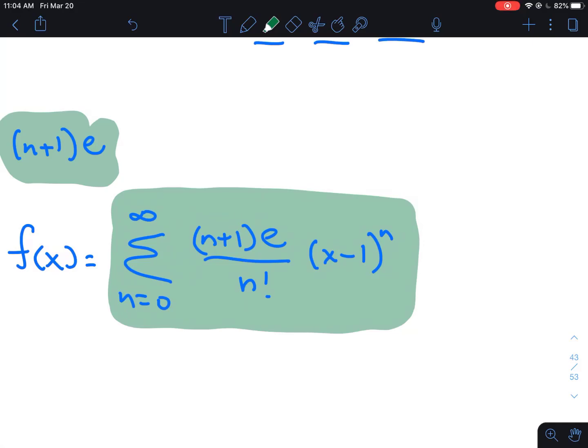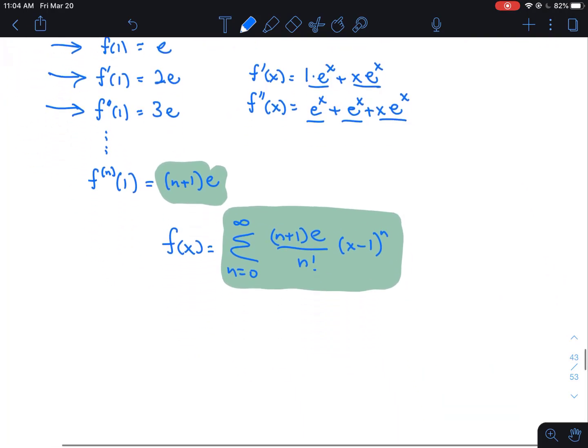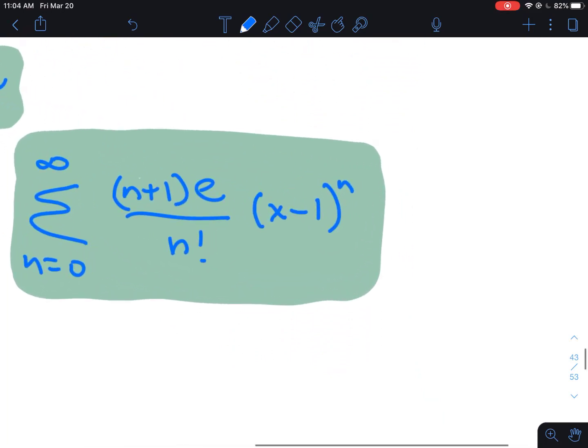So that right there would be my final answer as far as what is the Taylor series for our function centered about 1. We could then use this series in order to figure out its radius of convergence. So that's the second part here. So this one I'm going to have to use the ratio test on in order to come up with it.